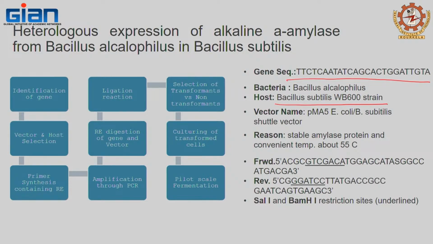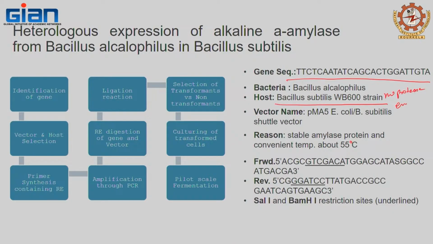And for producing the alpha amylase, we have selected a bacterium, namely Bacillus alkalophilus. The reason for choosing this bacterium is that it produces a stable amylase protein which stands up to 55 degrees Celsius, and it is an alkaline alpha amylase. And the host we are choosing is Bacillus subtilis, WB600 strain. In this strain there is a knockout of 6 genes, and those genes are responsible for producing protease enzymes. The protease enzymes degrade the recombinant protein, and in the WB600 strain those genes were knocked out. So we can prevent our protein from degradation.